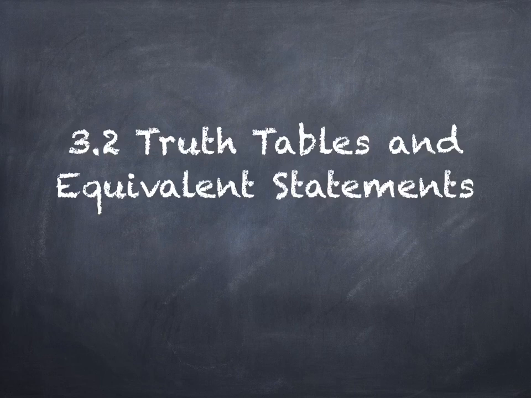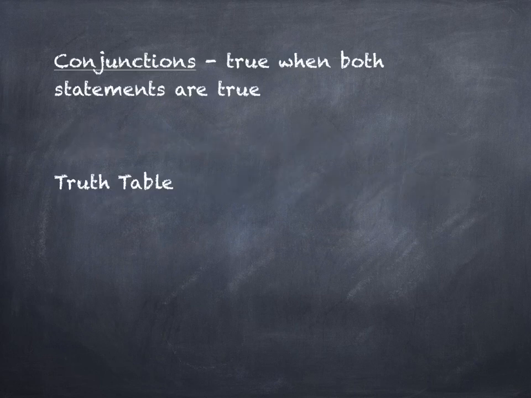Some of you may like lists, and some of you may not, but this is an organized list, and that's all a truth table is, an organized list, okay? So I want to talk about a couple different kinds of truth tables. The first one is a truth table based on a conjunction.